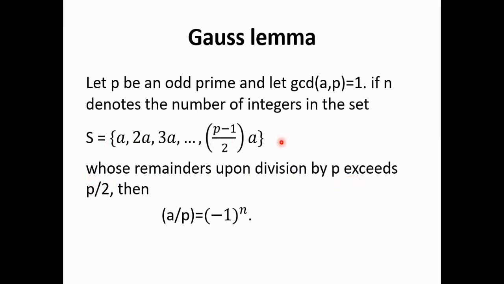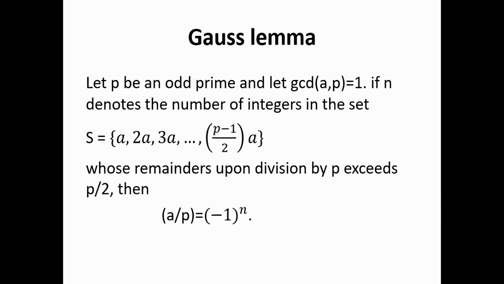What we are doing? We are dividing these numbers by p and checking the remainder. If the remainder exceeds p upon 2, then we are counting all those numbers. Suppose the number of those integers is n. Then Gauss lemma says that a upon p, this Legendre symbol, has value minus 1 to the power n. If n is 2, then this is minus 1 squared. So whatever the n is, a upon p is given by minus 1 to the power n.